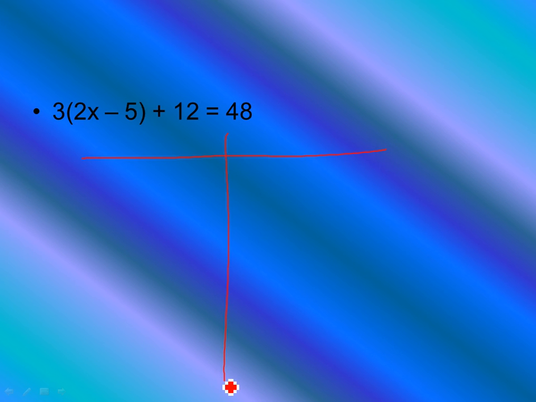Draw my 2 columns, and I don't mind if you do this. You got your statements and you got your reasons, so sometimes I'll just put S and R to make it a little shorter. Our first statement again is going to be the equation. And how did we know that that equation was true? Because it was given to us. That should be an easy one.